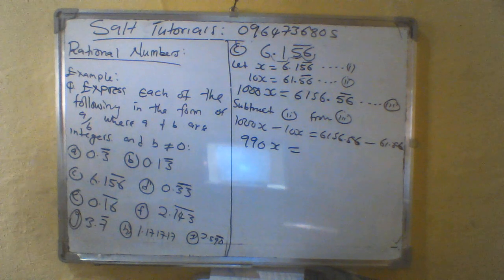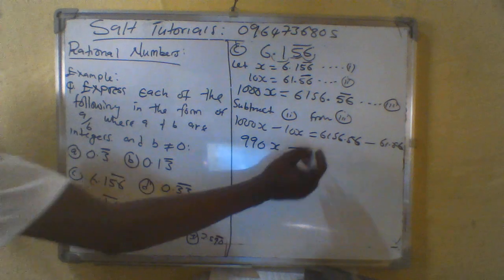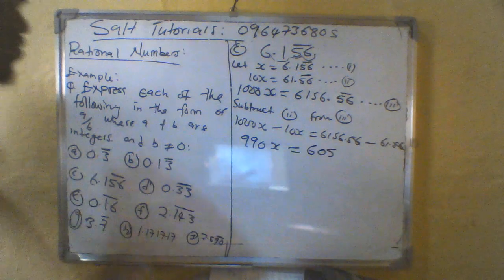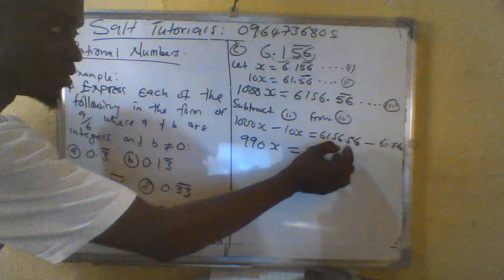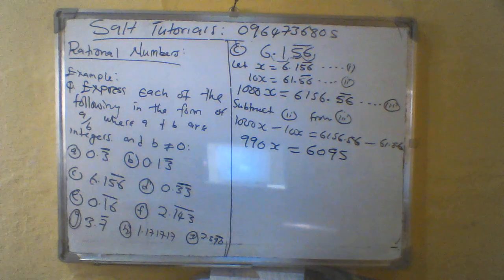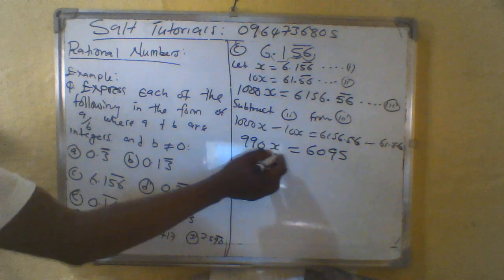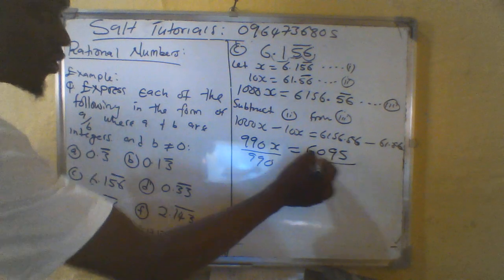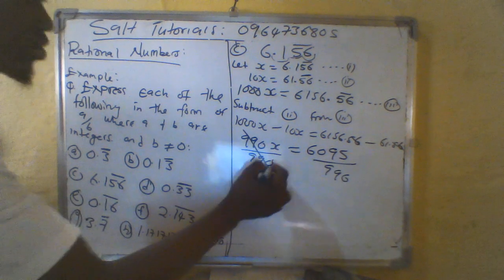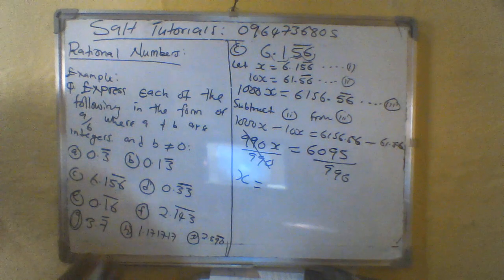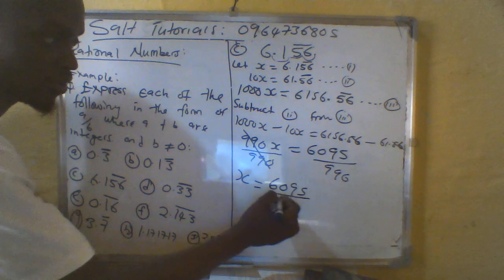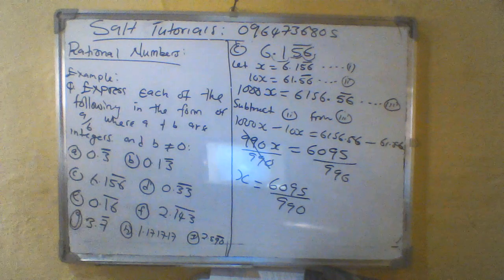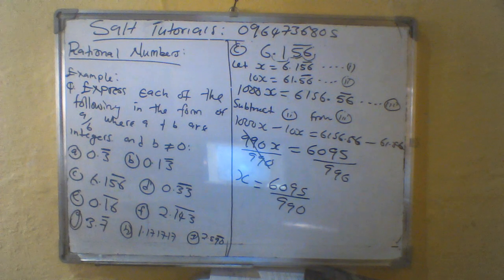Then when we subtract that, we should have something like 6095. I think this is 95. You can confirm. And then we are now solving for x. This is 990 over 990. This goes, and the value of x becomes 6095 over 990. Then you can reduce it to lowest terms. I'm sure there are some values which can be reduced to lowest terms there.